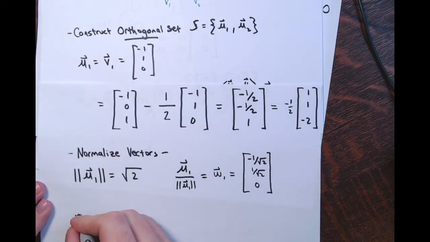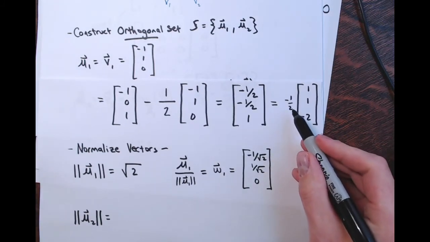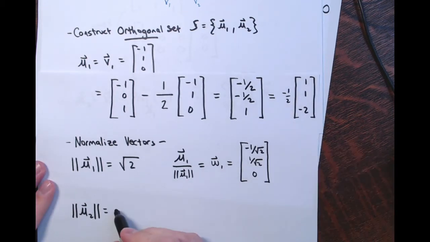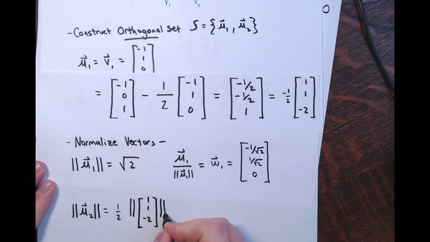Then the norm of U2. The reason why I pull out the scalars is for this reason: U2 is negative half times this vector, so the norm is just going to be half of the norm of this vector 1, 1, negative 2. And the norm of this vector would be the square root of, because the dot product of it with itself is 1 plus 1 plus 4, I'm sorry, that's 6. I can't add. 1 plus 1 plus 4 is 6. So this is half the square root of 6.